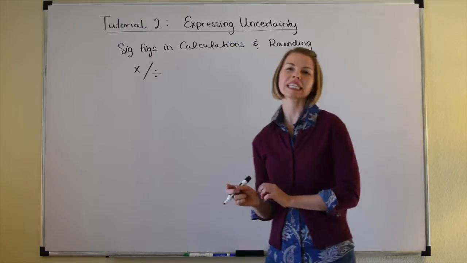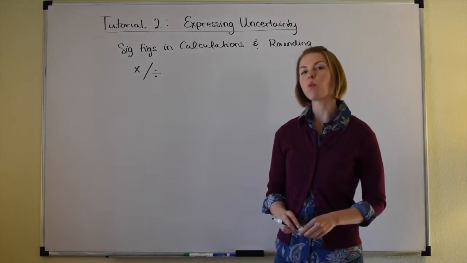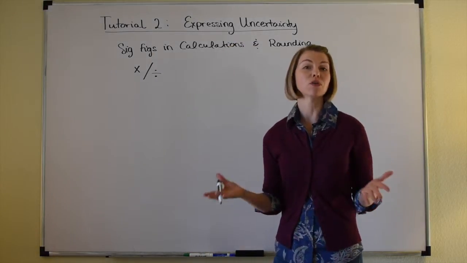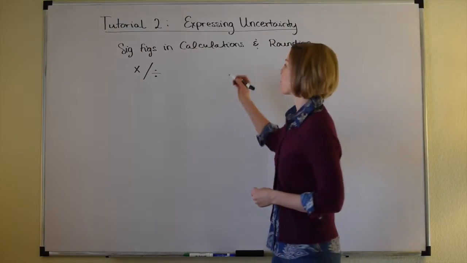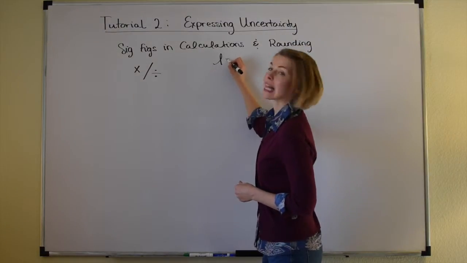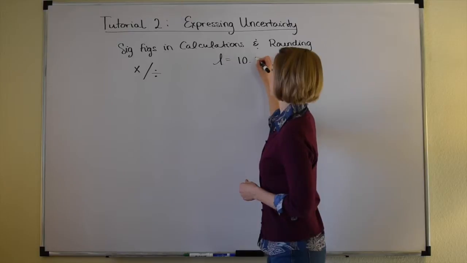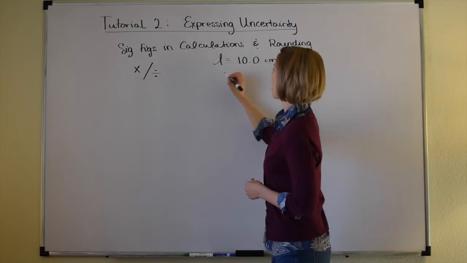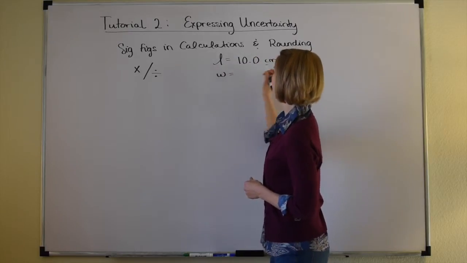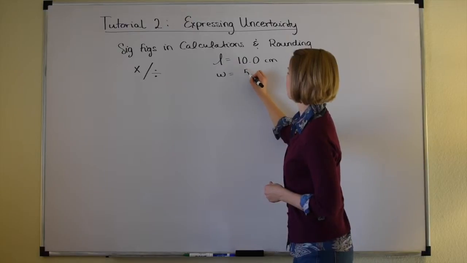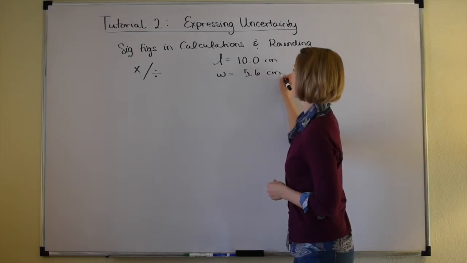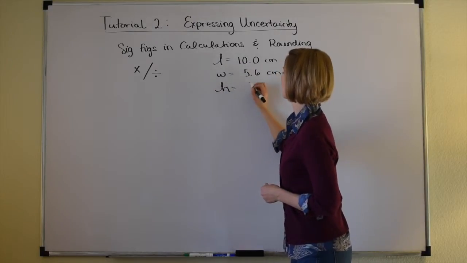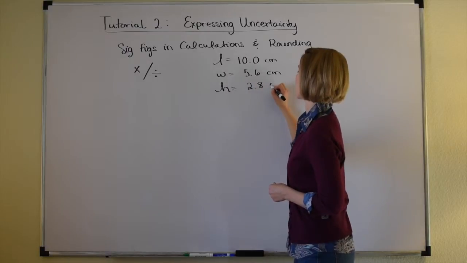So let's take a look at an example. Let's say that we wanted to calculate the volume of a block, and we were given the measured length as 10.0 centimeters and the width as, let's say, 5.6 centimeters and the height as 2.8 centimeters.